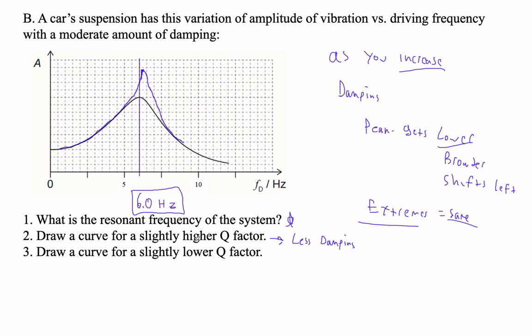And then a slightly lower Q factor is more damping, right? So we need a broader peak. It needs to shift slightly left. So let's make our peak be about here. Let's make it broader. So let's see. Right, so at the extremes, it's the same. Okay, the peak got broader, it shifted to the left, and it got lower.